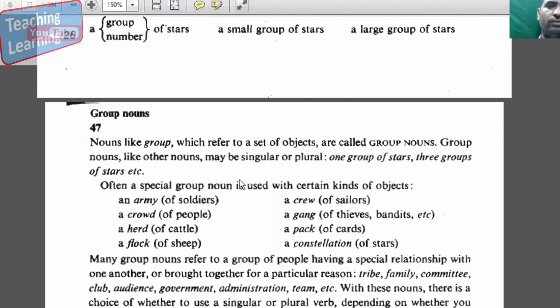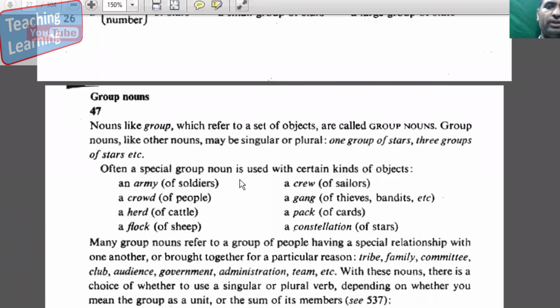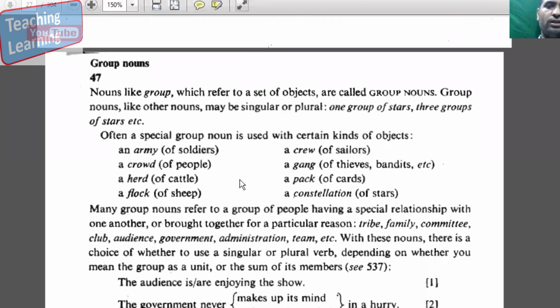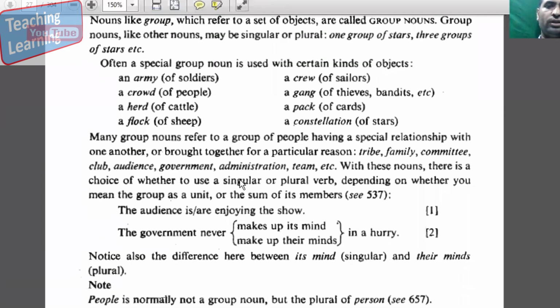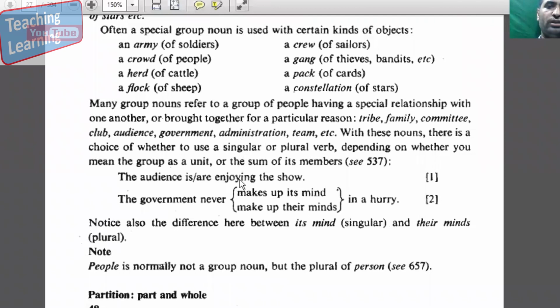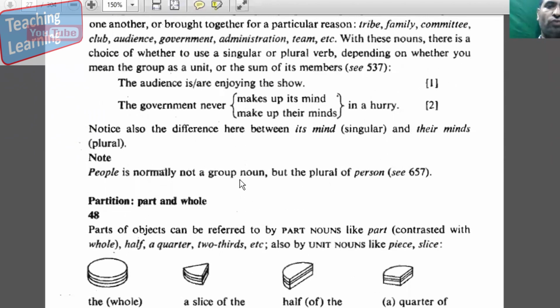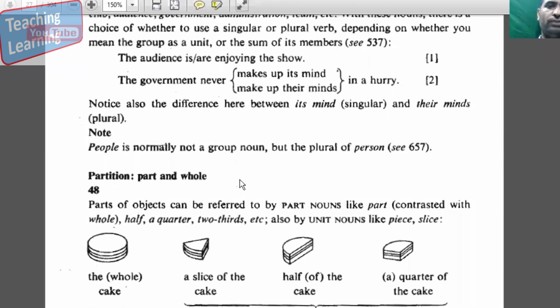Look at the examples of group nouns: a crowd, a herd of cattle, a flock of sheep, a crew of sailors, a gang of thieves, and then they pack up cars that way. Look at "the government never makes up its mind" and "they make up their minds."